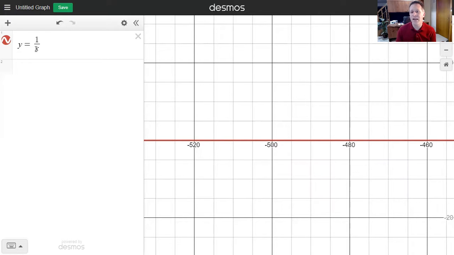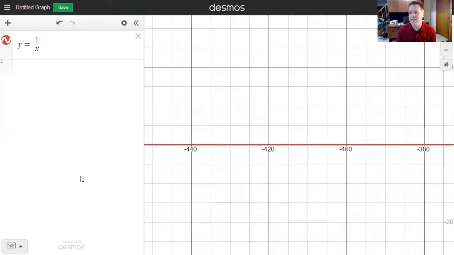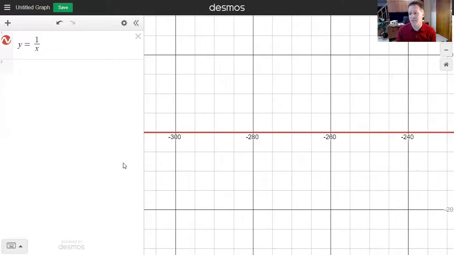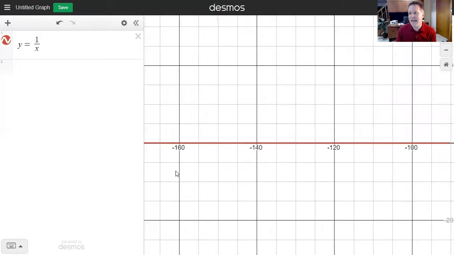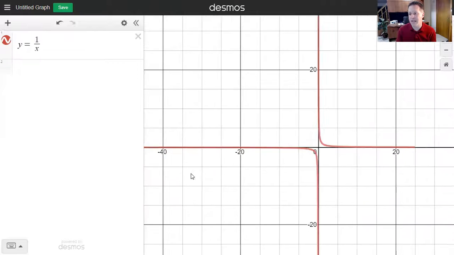And if you think about it, it doesn't matter what number I plug in right here. When I divide 1 by something, I never get 0 as the answer. I might get teeny tiny decimals that round off to 0, but I never get exactly 0. And that's the idea of an asymptote. In this case, the x-axis would be my asymptote.